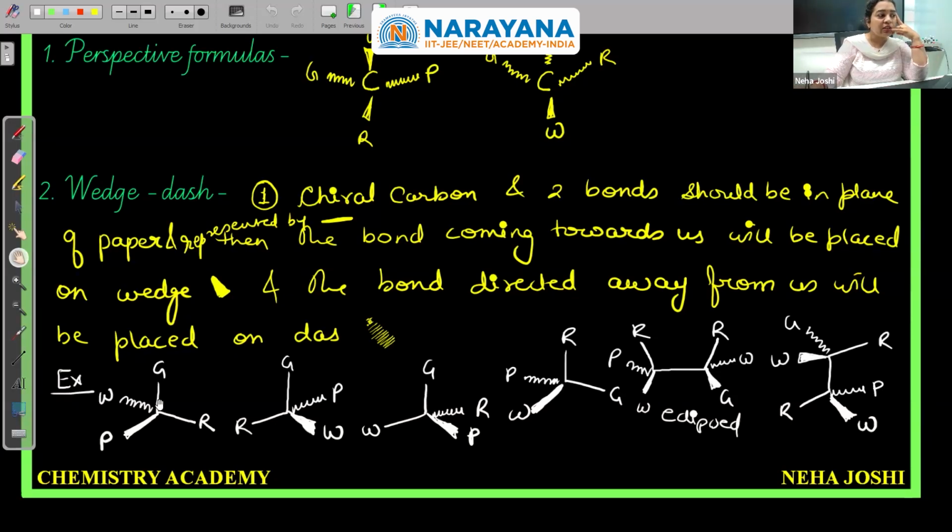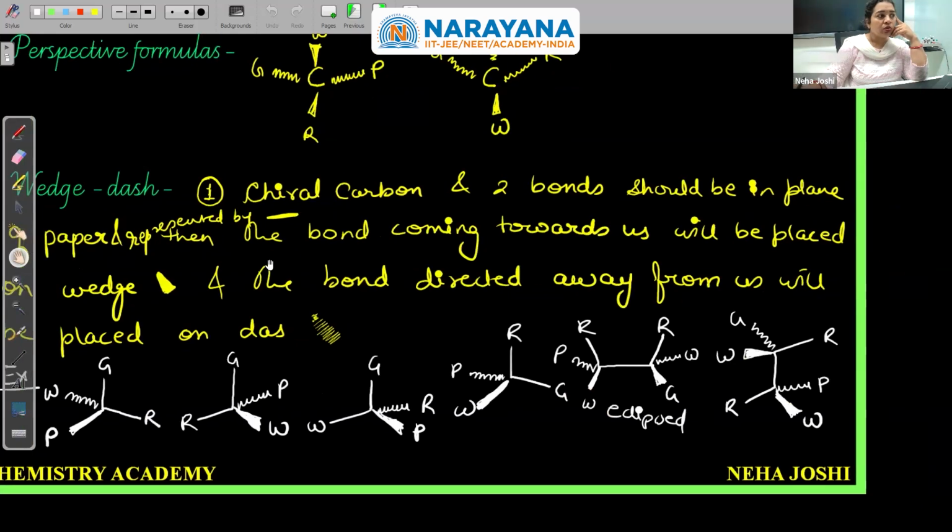Wedge-dash. In wedge-dash, they consider that the chiral carbon and the two bonds, these, are to be maintained in the plane of paper. The bonds which are in the plane of paper are represented by a simple line, like this. The bond coming outside is represented by a wedge. Going behind is represented by a dash. Okay. So, simple line in the plane of paper, dash behind, wedge forward. This is with one chiral carbon.